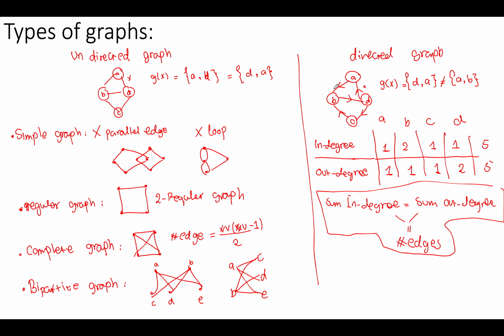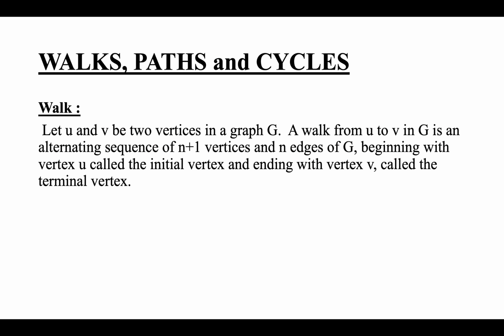Now, if we count here the number of edges we got, 1, 2, 3, 4, and also we got it as 5. So this is something we really need to take care of in the directed graph. Now, let's move to the last part of our session, which is walks, path, and cycle.